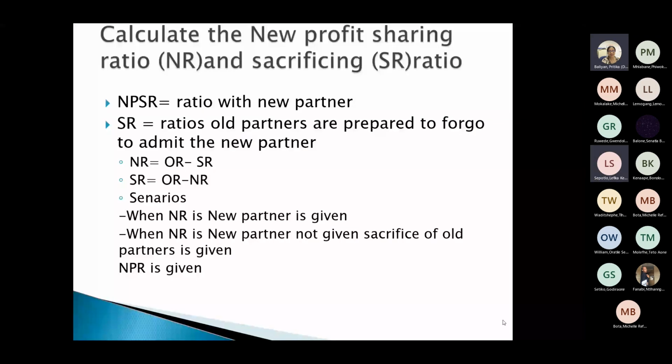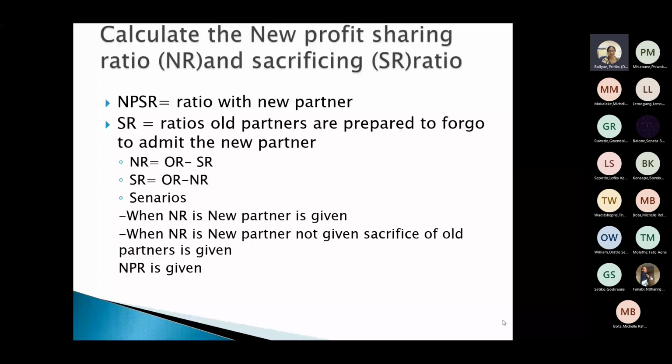The sacrificing ratio is the ratio in which the old partner sacrifices their share of the profit. This is the portion or amount an old partner loses, which goes to the new partner. When the new partner comes, he brings capital or skill, but at the same time the old partners' proportion is reduced, because the same profit also needs to be shared with the new partner. So how much proportion are they losing?